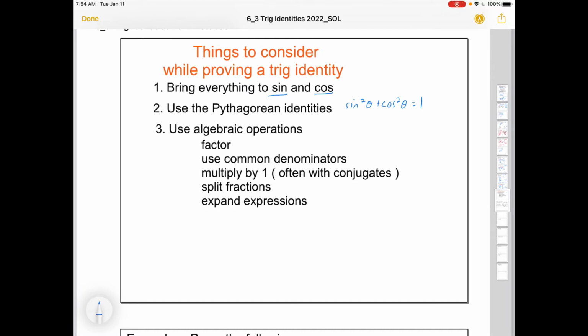The other things I look for are algebraic operations, like factoring. So try it if you can. If you can factor something and it looks like it might help to divide something out, try factoring. Greatest common factor and difference of squares and trinomial factors. Using common denominators. So when are we going to use common denominators? We're going to use them if we want to add or subtract fractions.